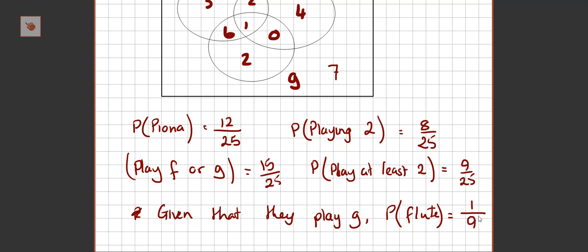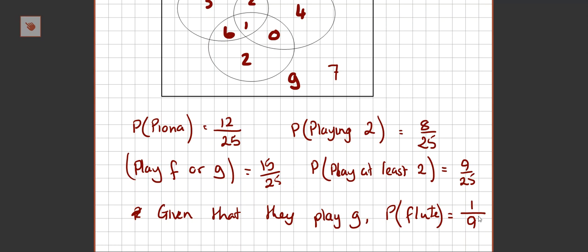So as soon as you've got a given, that changes the denominator. I already know that they play guitar, so that limits me to only those 9 people. Alright? So that's basically it for probability. A few of you have been asking about probability. Anything else you kind of have an issue with?